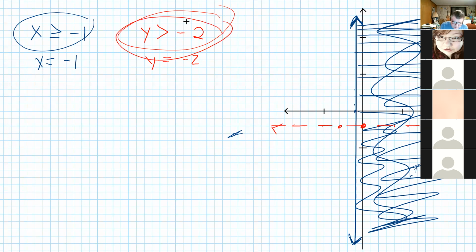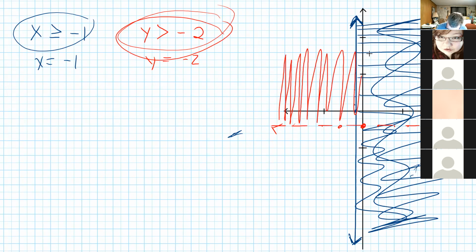Now, we're not including y equals -2. It says y is greater than -2. So would I shade above or below the dashed red line? Above it. Correct. Because it says y is greater than.